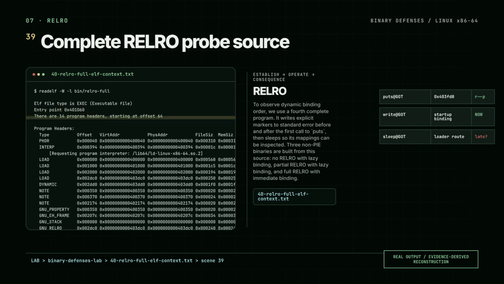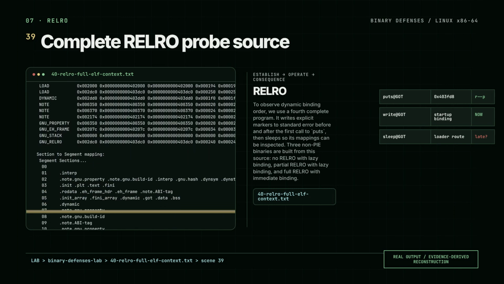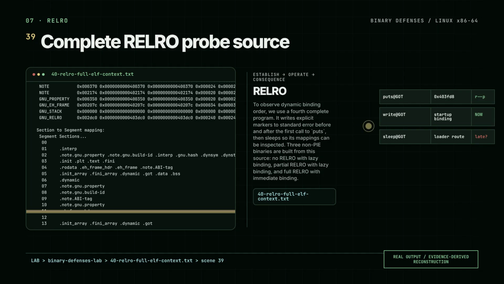To observe dynamic binding order, we use a fault-free program. It writes explicit markers to standard error before and after the first call to puts, then sleeps so its mappings can be inspected. Three non-PIE binaries are built from this source: no RELRO with lazy binding, partial RELRO with lazy binding, and full RELRO with immediate binding.